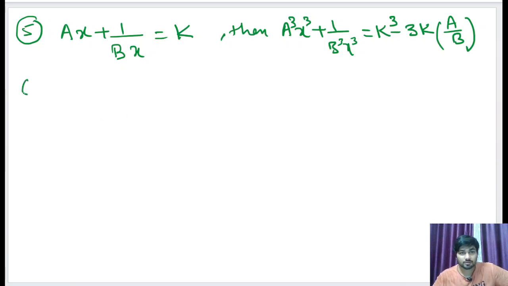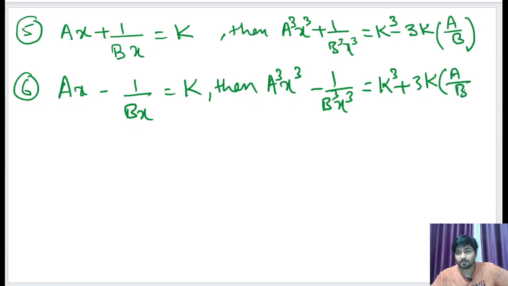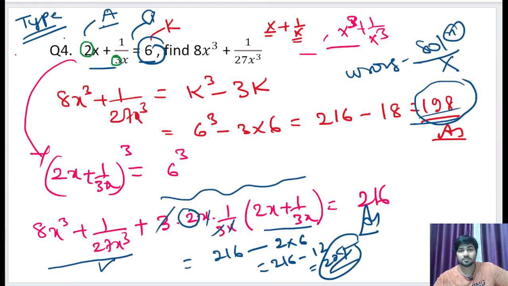In the same way, for the counterpart, if ax minus 1 upon bx is given as k, then a cube x cube minus 1 upon b cube x cube will be equal to k cube plus 3k. The formula will be the same except the addition part, that is a by b is in the product with 3k. So, these two formulas must be remembered by you because this type of question generally comes in examination, in a direct way.